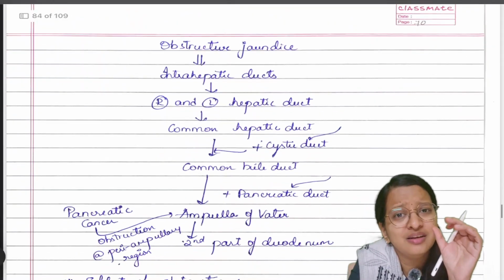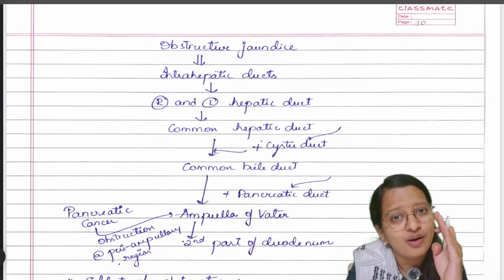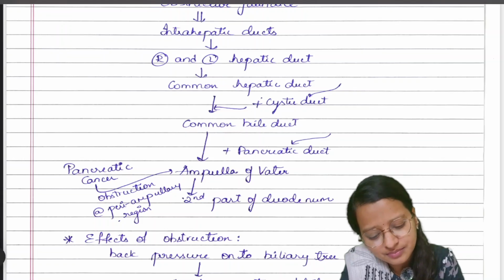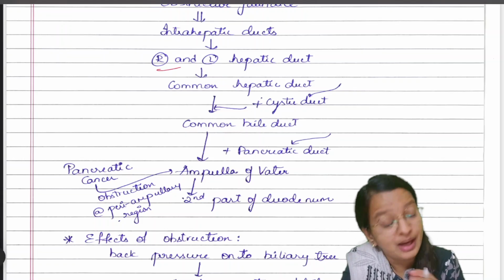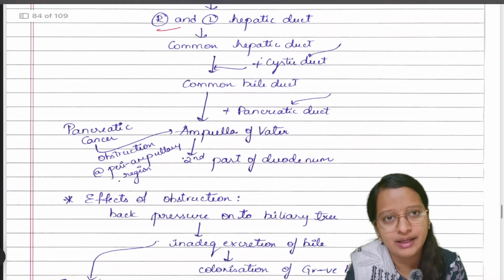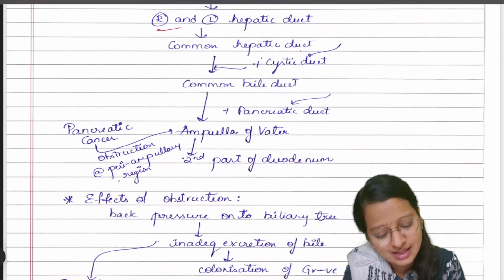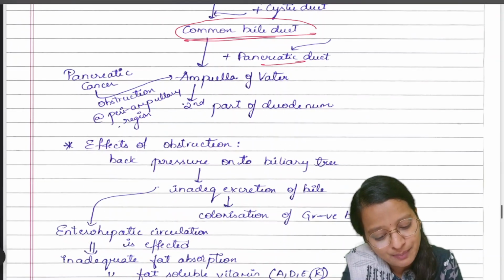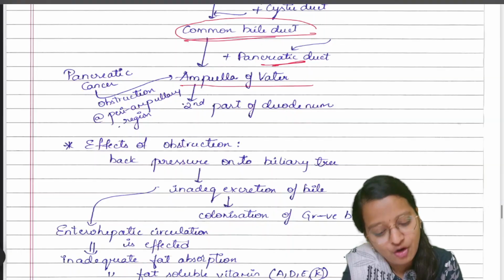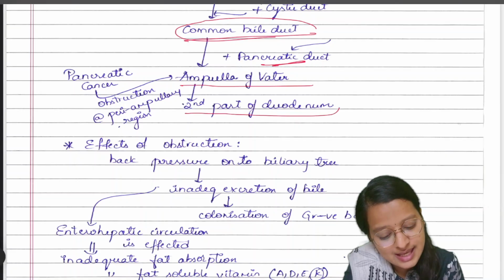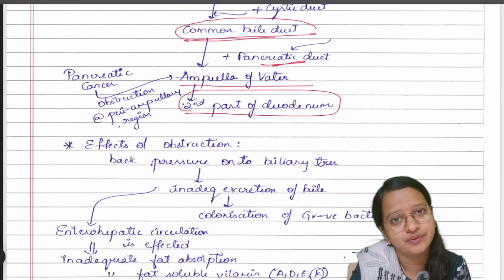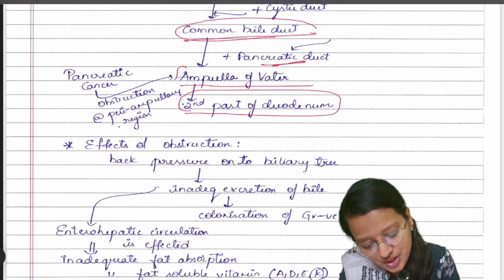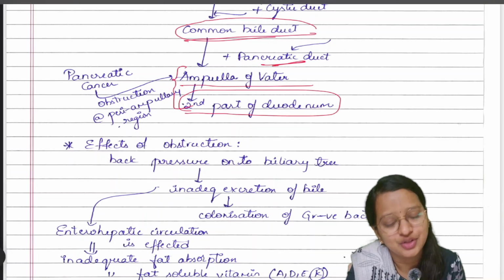Coming to obstructive jaundice per se, what is the pathway? There are intrahepatic ducts. The right and left hepatic ducts form the common hepatic duct. This, along with the cystic duct, forms the common bile duct. This common bile duct, with the pancreatic duct at the ampulla of Vater, opens into the second part of the duodenum. If there is pancreatic cancer, there will be obstruction at this periampullary region.